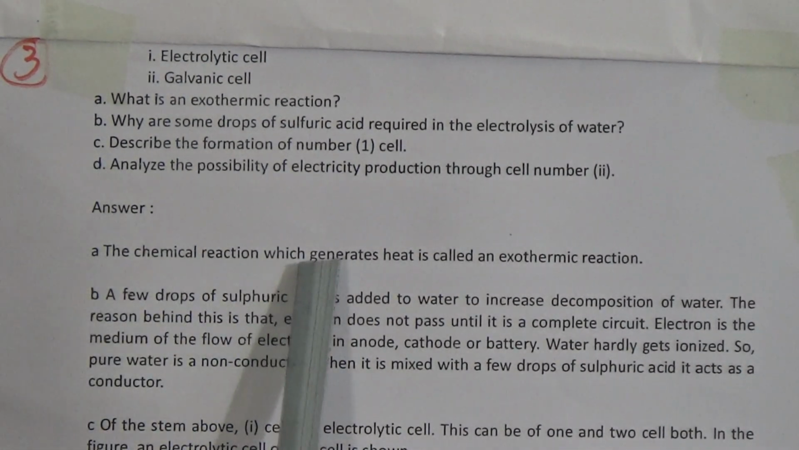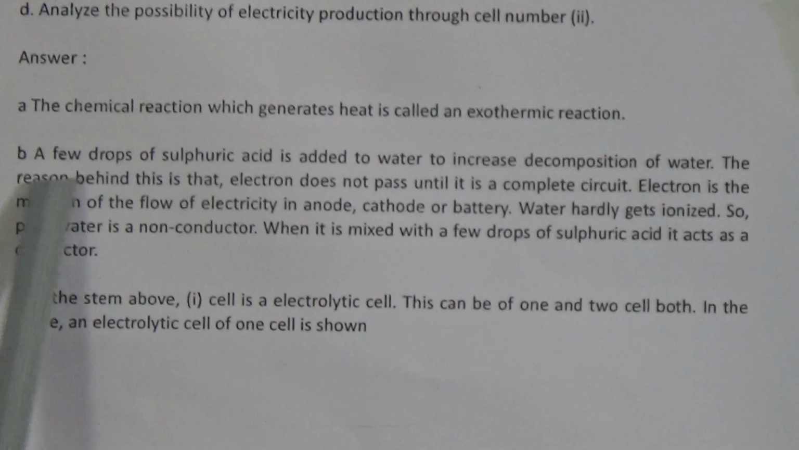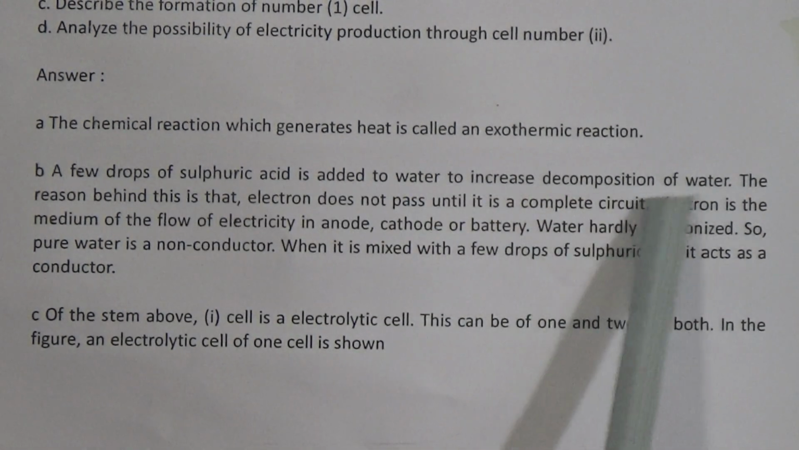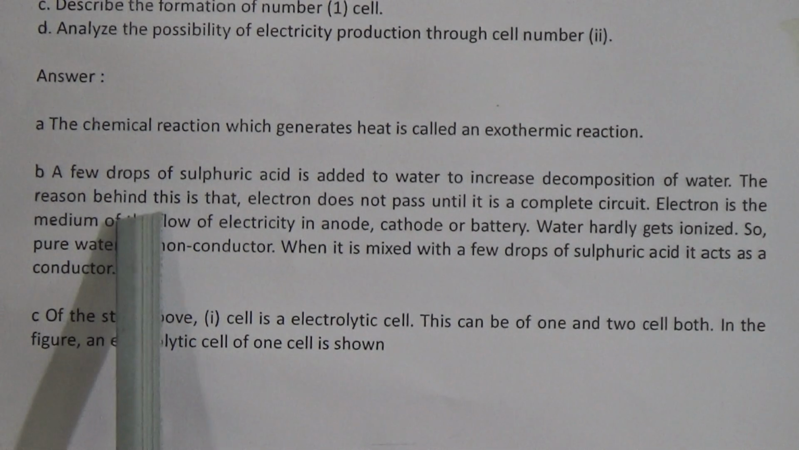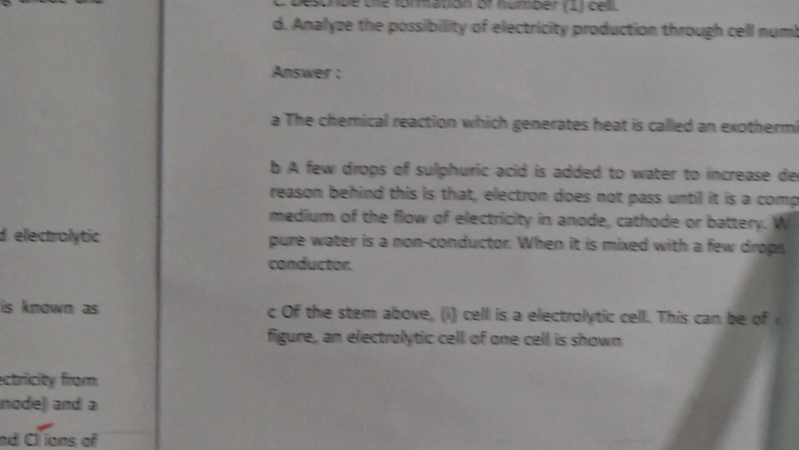A chemical reaction which generates heat is called an exothermic reaction. Now come to B. A few drops of sulfuric acid are added to water to increase the decomposition of water. The reason behind this is that electrons do not pass until it is a complete circuit.